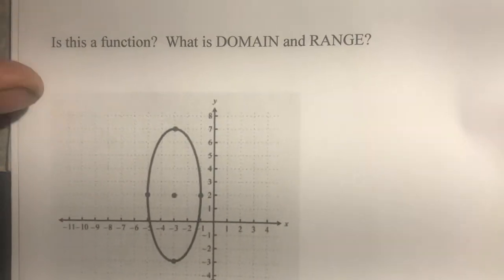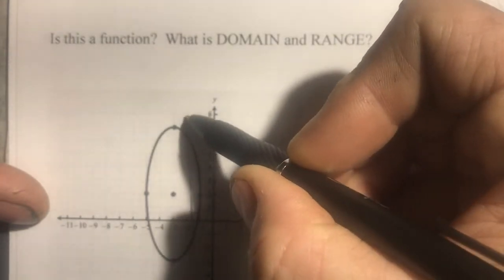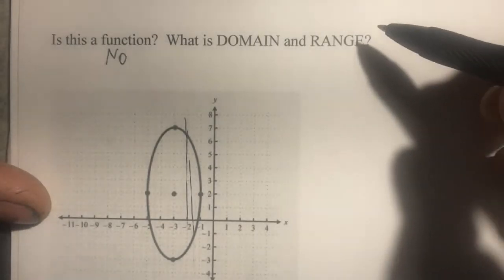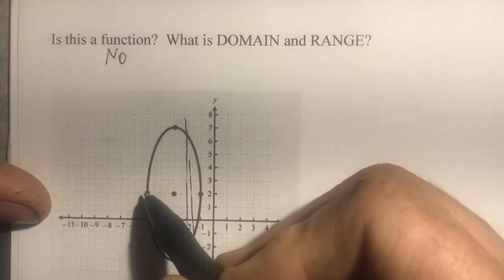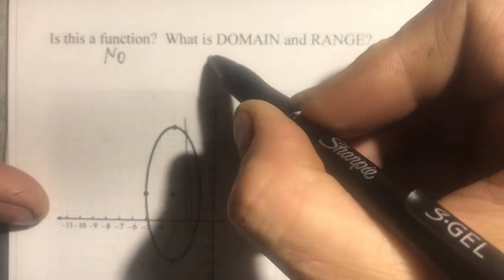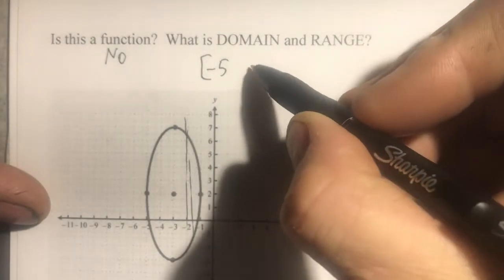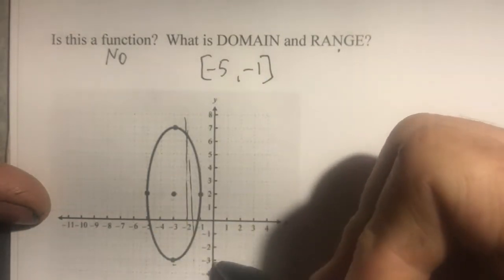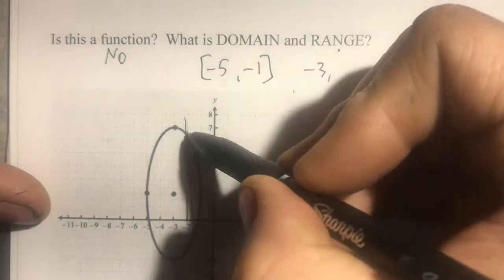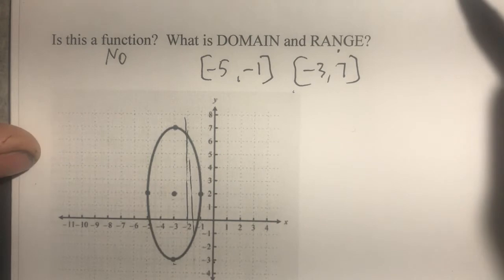What about this one? Is this a function? No, because if I draw a vertical line right there, well, it's not a very good vertical line, but I can draw a vertical line and hit it twice, so no, it's not a function. What's the domain? All right, left and right. Looks like the furthest it goes to the left is this value right here, -5. And it's included because there's a point right there. And then the furthest to the right it goes is right there, -1. So there's my domain. My range is up and down. The furthest down it goes is -3. The furthest up it goes is 7, and they're both included. So there's my range.